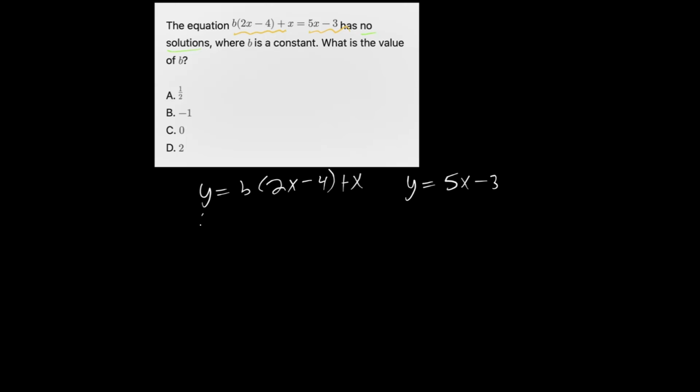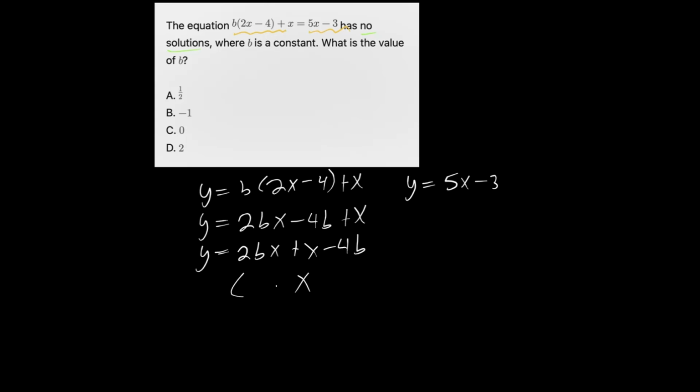So let's start by distributing: y equals 2bx minus 4b plus x. Rearrange it so the x's are together: 2bx plus x minus 4b. And now we'll factor out x here because that gives us our mx plus b format. So these two terms both have x's, and if you're factoring out the x, you'll be left with (2b plus 1)x minus 4b. So now we have our y equals mx plus b.